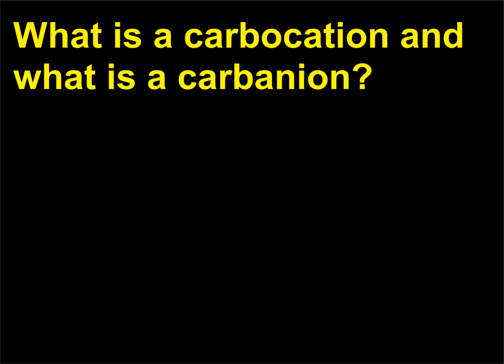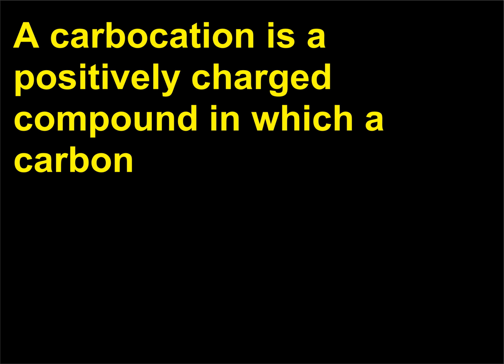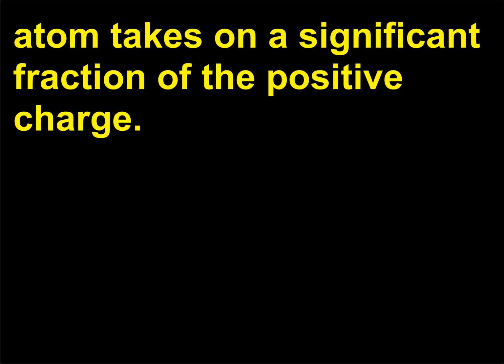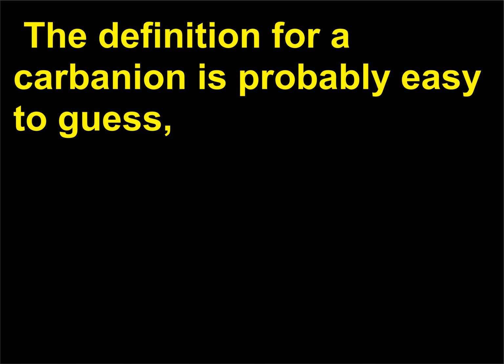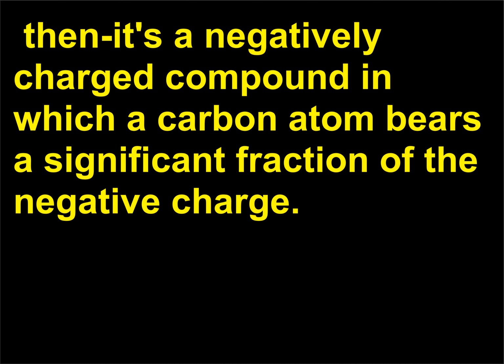What is a carbocation and what is a carbanion? A carbocation is a positively charged compound in which a carbon atom takes on a significant fraction of the positive charge. The definition for a carbanion is probably easy to guess. It's a negatively charged compound in which a carbon atom bears a significant fraction of the negative charge.